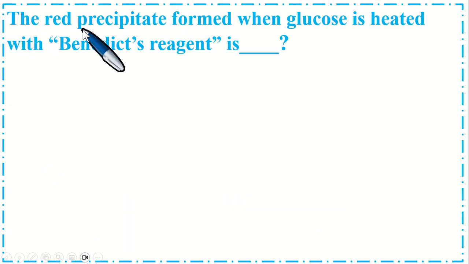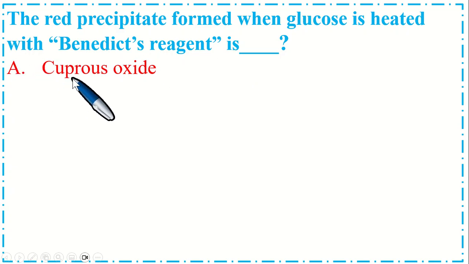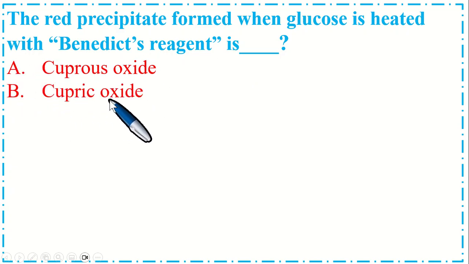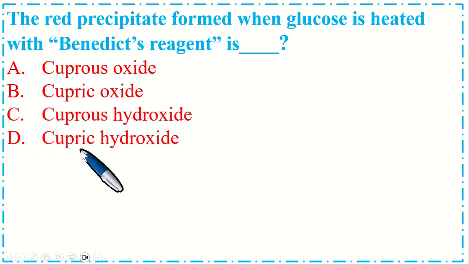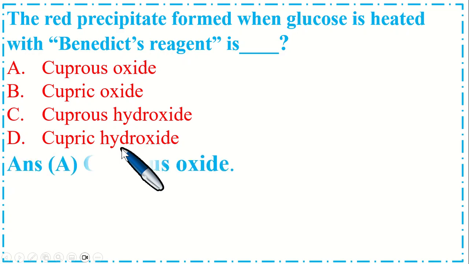The red precipitate formed when glucose is heated with Benedict's reagent is dash. Option A, cuprous oxide, B, cupric oxide, C, cuprous hydroxide, and option D, cupric hydroxide. So the correct option is A, cuprous oxide.